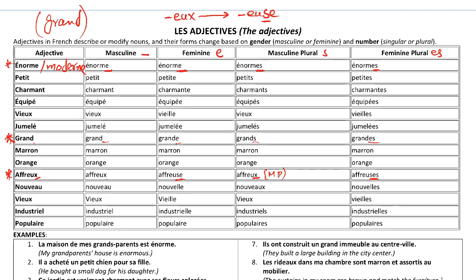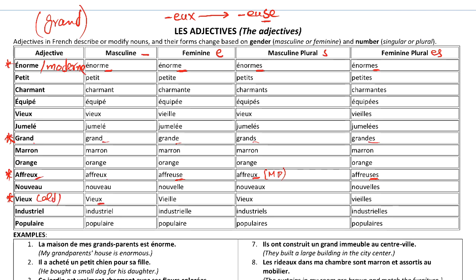Add e and then add s for feminine plural. So don't forget these types of adjectives that have x at the end. The next important adjective is vieux. Vieux means old, and this is a masculine form.